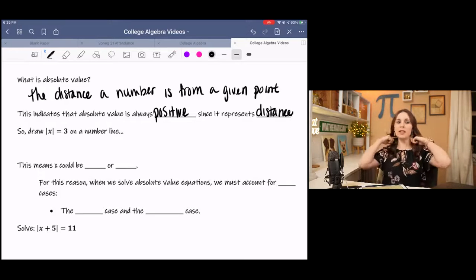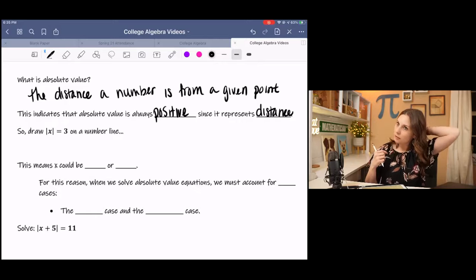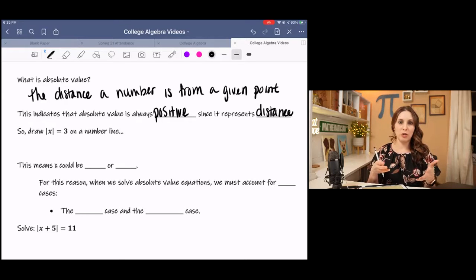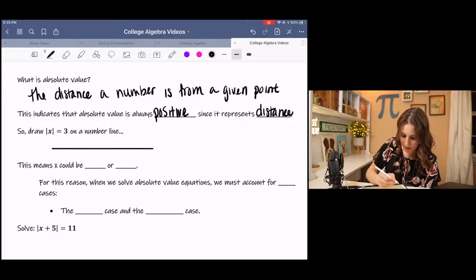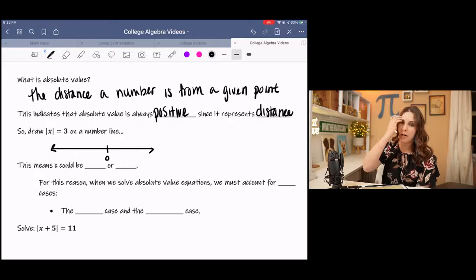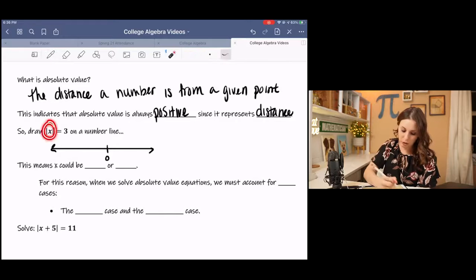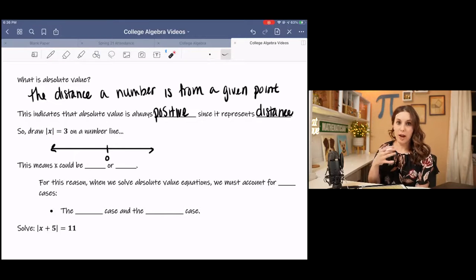And what this is saying is that the distance of x from 0 is 3 units. So I'm going to draw what that looks like. It'll just be easier if I draw it rather than try to explain it in words. So my center point is 0, and this is saying absolute value of x, the distance of x from 0 is 3 units. Well, on a number line, you can go in 2 different directions. So you can go 3 units to the right or 3 units to the left.